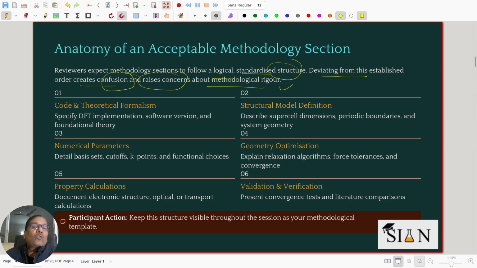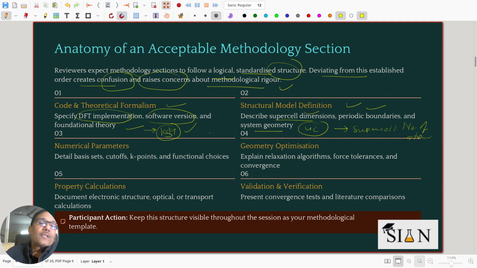So we start with the code and theoretical formulas, which specify the DFT implementation and specific software version, and also the foundation theory, for example the Kohn-Sham theorem. Then second, the structural model definition. You start with the specific unit cell or primitive cell, and then move to the supercell. One should state the supercell dimension, periodic boundaries, and the system geometry. This must be mentioned, even the number of atoms in the supercell is mentioned in this structural model.